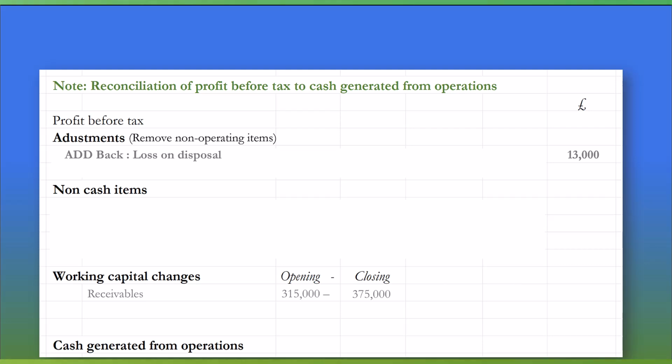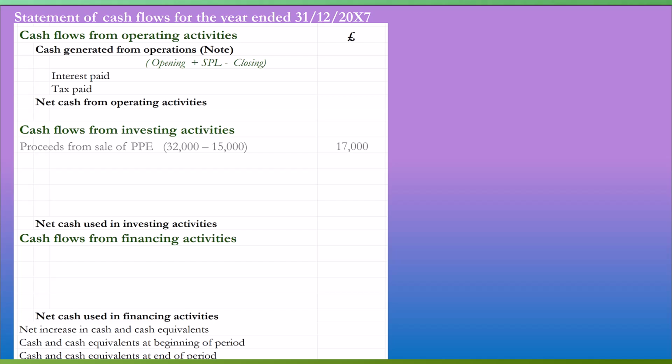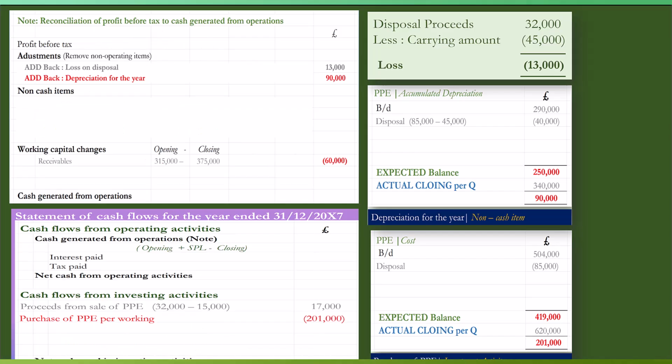Here's the result. Receivables have increased, representing an outflow of £60,000. And here's that adding back of the depreciation charge of £90,000. Investment cash outflows goes here. And there you have it, done and dusted. Pause the video and take a good look at the full working on one slide.